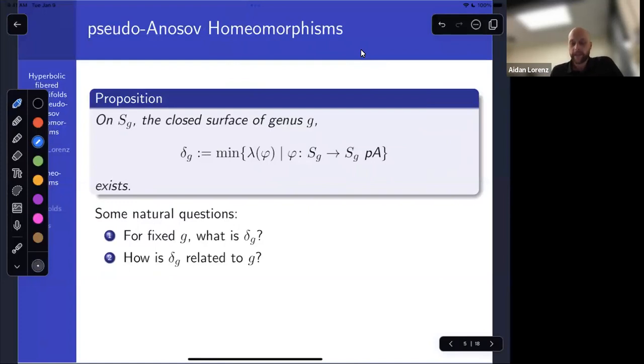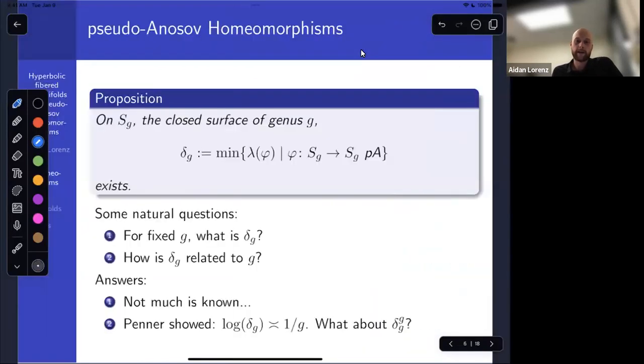And the answers to these things, well, they vary. For the first question, really not much at all is known. I think the only thing that's known is genus 2. Cho and Ham showed that delta 2 is like 1.72 something. But that's the only genus for which this is known. So evidently that's a hard question. It's hard to just pick a genus and figure out what delta G is.